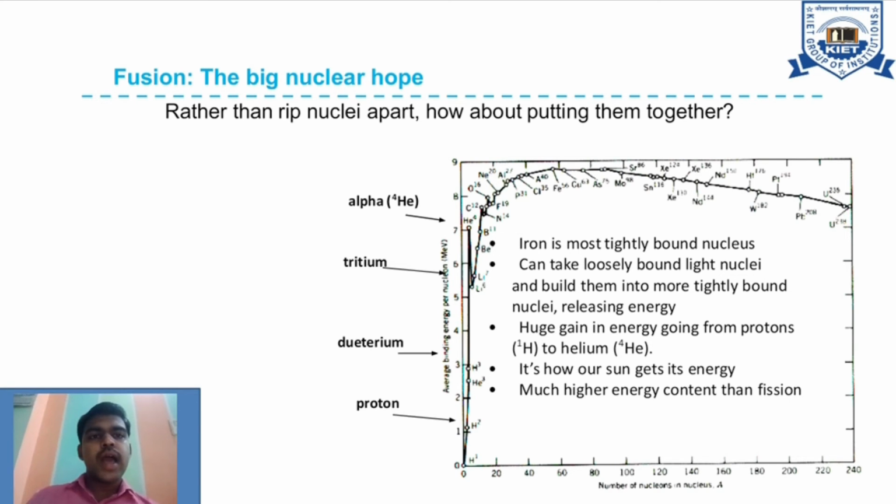What is happening? Alpha, tritium, deuterium and proton representing the graphical representation of the overall view. Iron is the most tightly bound nucleus, can take loosely bound light nuclei, but at the same time there is a huge gain in energy going from the protons. It's how our sun gets its energy, because of higher energy content than the fusion.